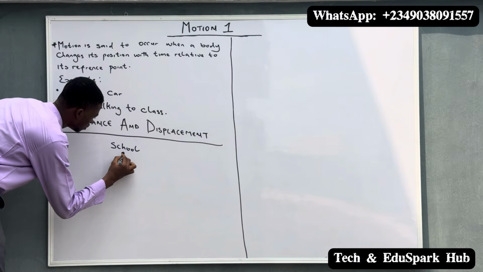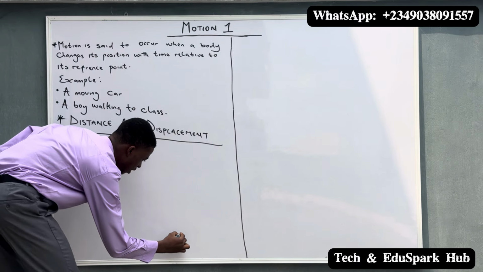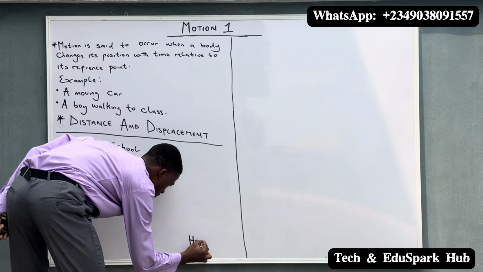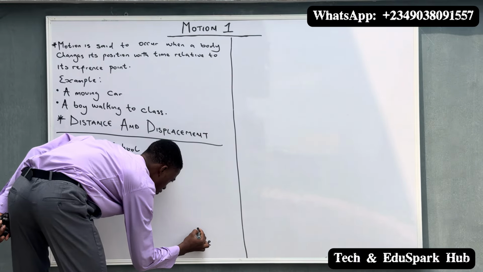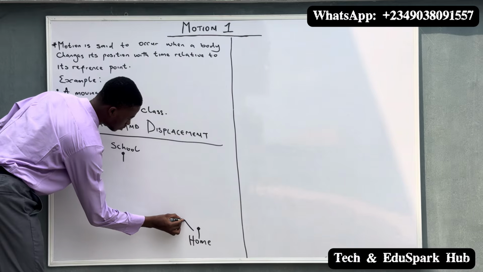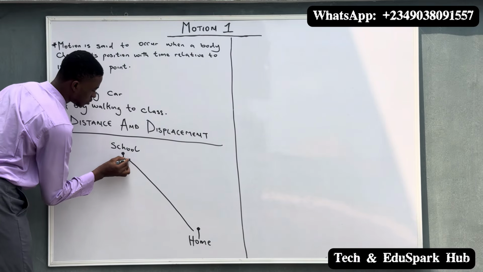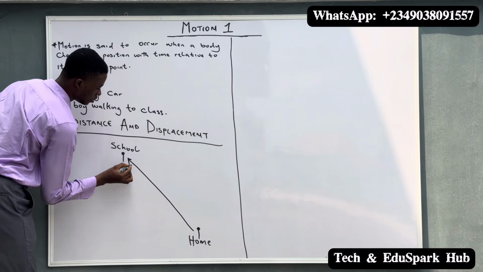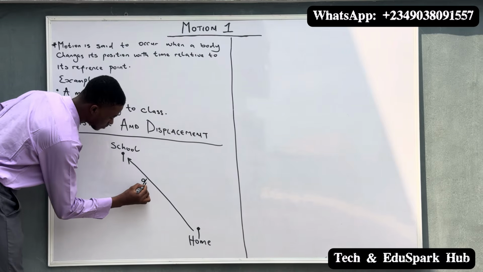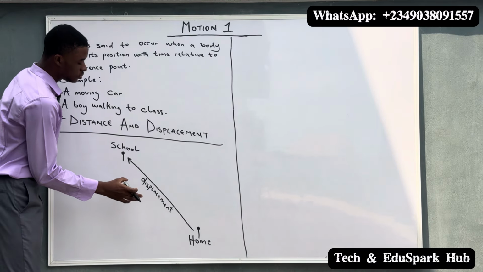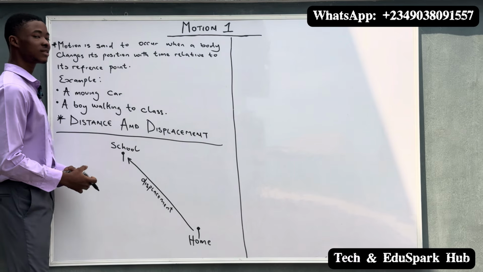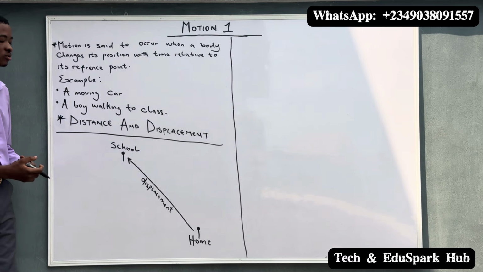So we have the school location, and let's say this is our home. And we have the home location. So from home to school, you can see this is a straight line arrow. So we can call this a displacement. It is the shortest distance covered, or shortest distance possible, from one destination to the other.